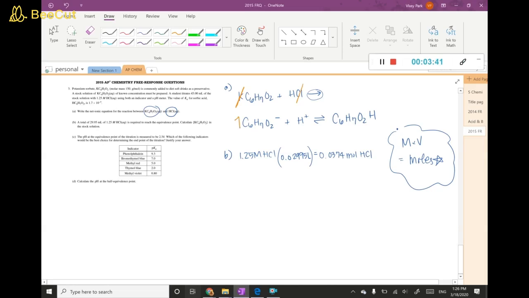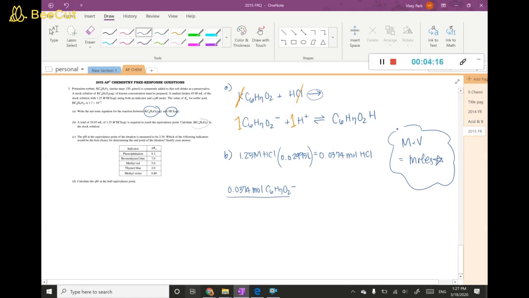If I have moles of HCl, and I know it's a 1-to-1 ratio because if you look up here in this equation, it's a 1-to-1 ratio, I know that I'm going to have the same number of moles of sorbic acid, right, or sorbate. So it's 0.0374 moles of C6H7O2 minus, okay, and that is the number of moles, and I want to divide this out by the volume because I need to figure out its molarity because we're looking at concentration.